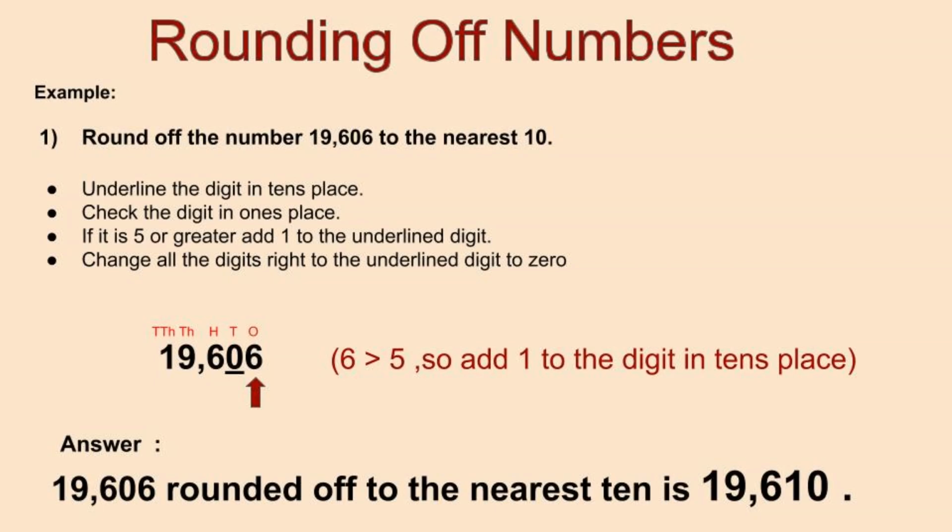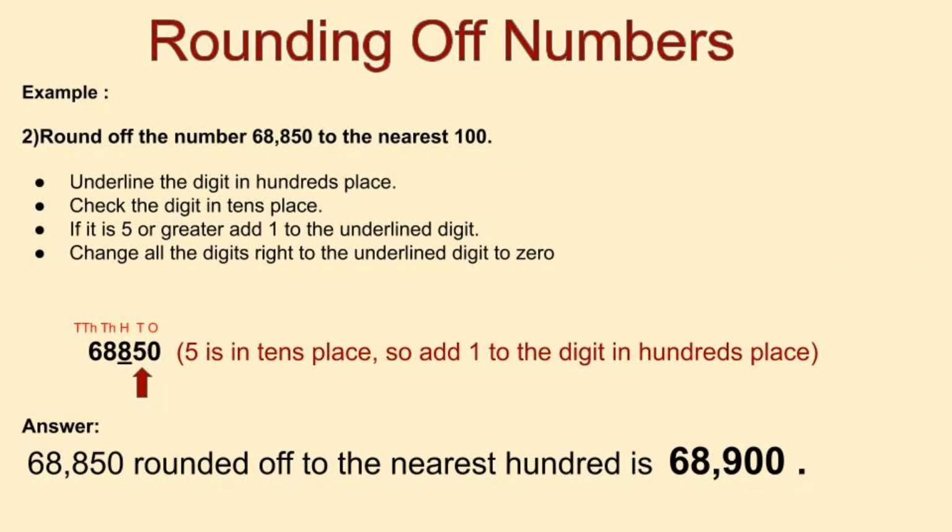19,606. In tens place, we have 0. Check next to the tens place. In ones place, we have 6. 6 is greater than 5. So, add 1 to the digit in tens place. When we add 1 to the digit in tens place, what will happen? 0 becomes 1. And change the digit to the right of the underlined digit to 0. So, 6 becomes 0. Hence, the answer is 19,610.